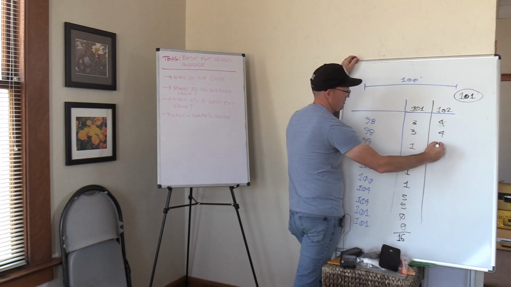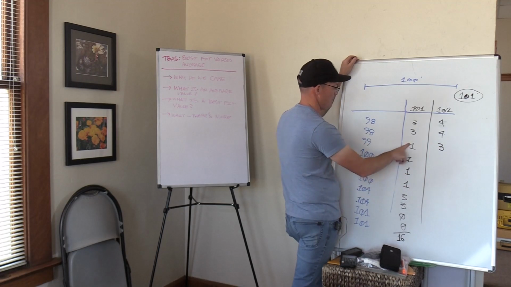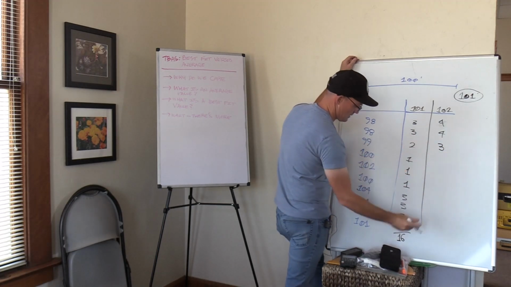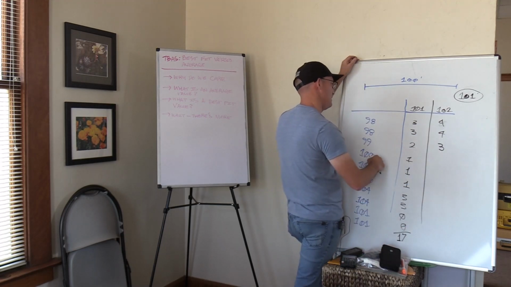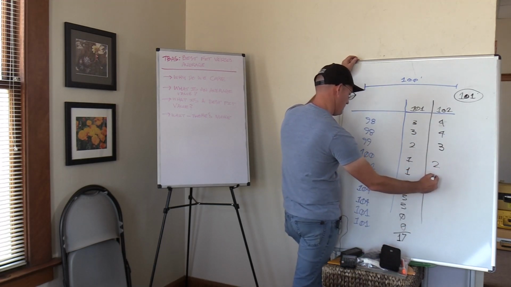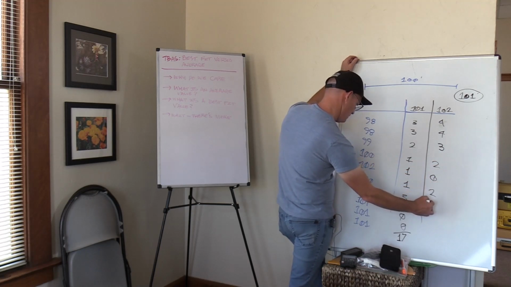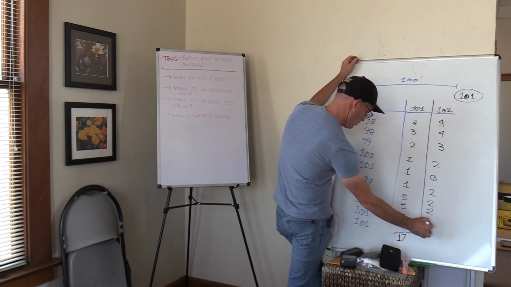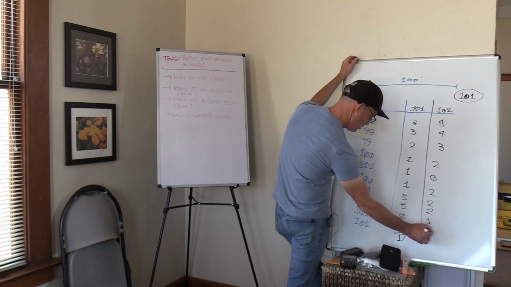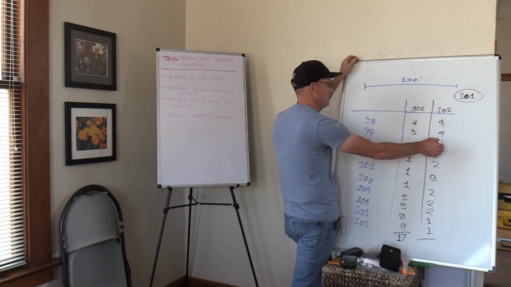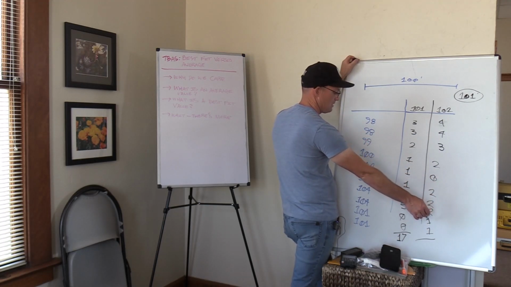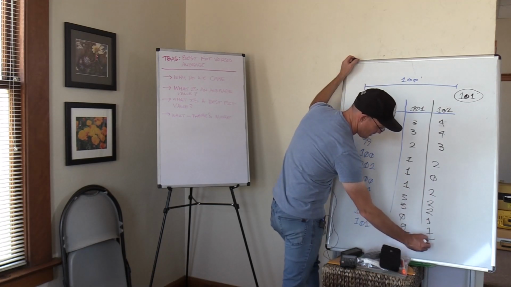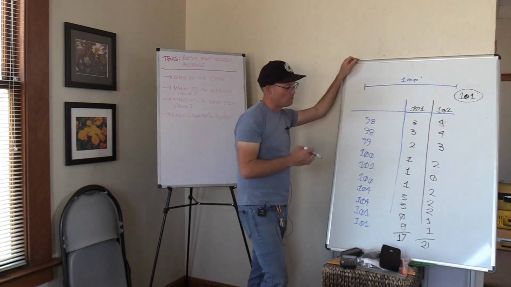Let's see, 3. You know what? I messed up. That should have been a 2, guys. Sorry. So that's 17. Let's see. We got 2. We got 0. We got 2. We got 2. We got 2. We got 1. And we got 1. Okay, so let's sum those up. We got 8, 11, 13, 15, 17, 19, so 21. Okay, so doesn't look like 102 is a better fit, right?